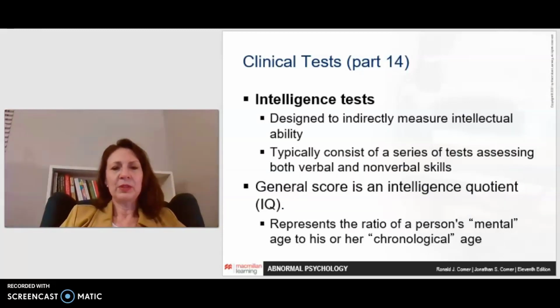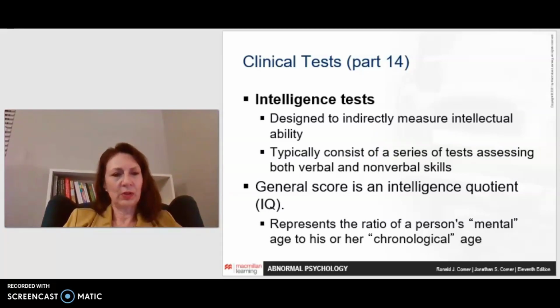Intelligence tests are designed to indirectly measure intellectual ability. They typically consist of a series of tests assessing both verbal and nonverbal skills. There's a general score that is an intelligence quotient or IQ, and that represents the ratio of a person's mental age to his or her chronological age.